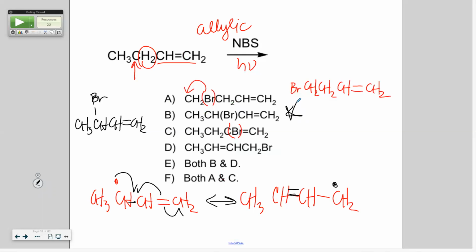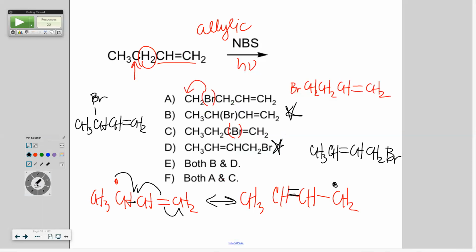Okay, from the second free radical, our product is going to be CH3, CH double bond CH, CH2, Br. Which one is that one? Which one? D. Okay, so what is the answer? E, as in everyone got it right, right?